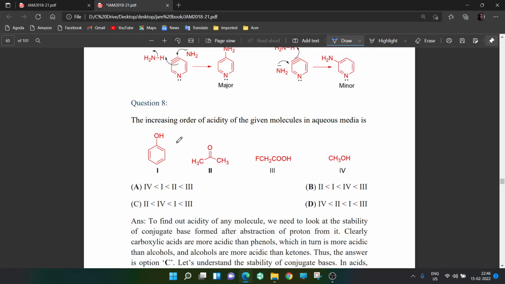Once you remove the proton, look at the conjugate base which is formed. An acid gives away its proton, and then you have to look at the conjugate base. Even after giving up the proton, if the conjugate base which is formed is stable, then it is more acidic because it doesn't mind losing the proton. So here what all things are there? One is phenol, one is ketone, one is carboxylic acid, one is alcohol. So very clearly the acid will win. Then comes phenol, then will come this ketone, and then will come your alcohol.